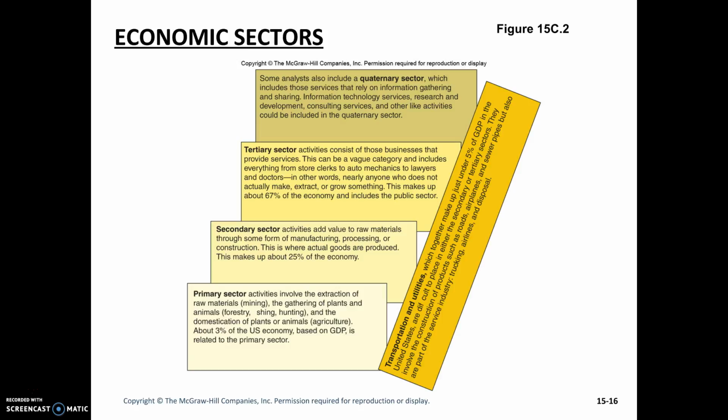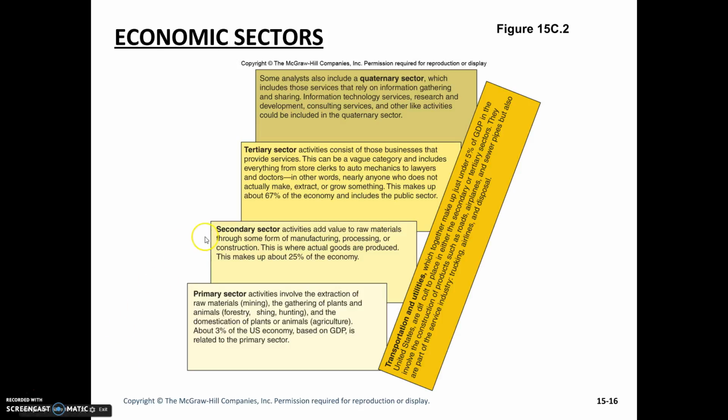And those individuals, businesses, governments all take part in different economic sectors, starting at the bottom and working our way up. The primary sector deals mostly with natural resources, and you'll see that mostly in less developed countries. They are looking at gathering raw materials or mining. They're gathering plants or animals in forestry and fishing and hunting, or they're looking at agriculture. Relatively speaking, the U.S. portion in this sector is fairly small. About 3% of our GDP is related there.